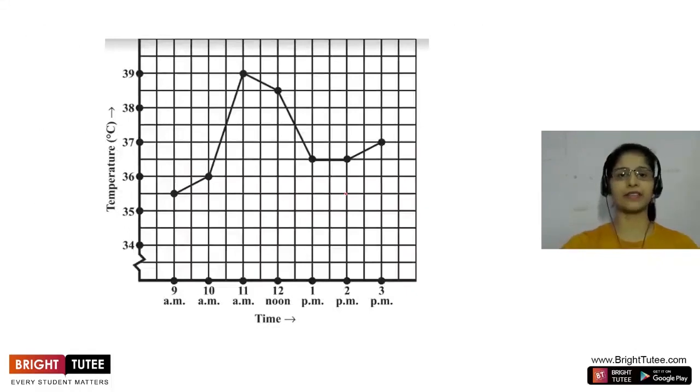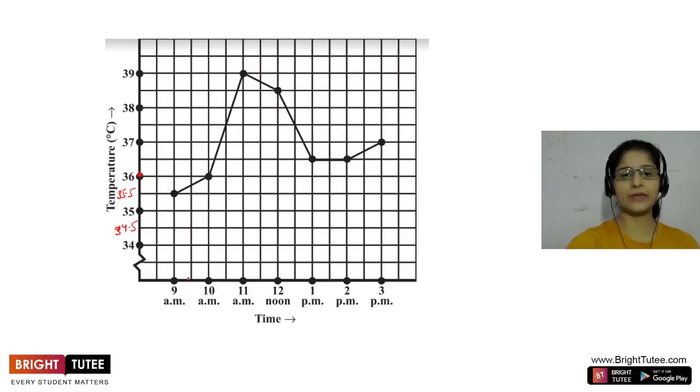So here is the graph given. So time is given, like at 9 a.m. they started measuring it, then at 10 a.m., then 11, 12, and then 1, 2, 3, up to 3 o'clock they are checking the temperature. The temperature is given at 9 a.m. It is just, see, 35, this is 36. So it is 35.5, like this. Clear? Each is representing 0.5. So this is 34.5, like this.